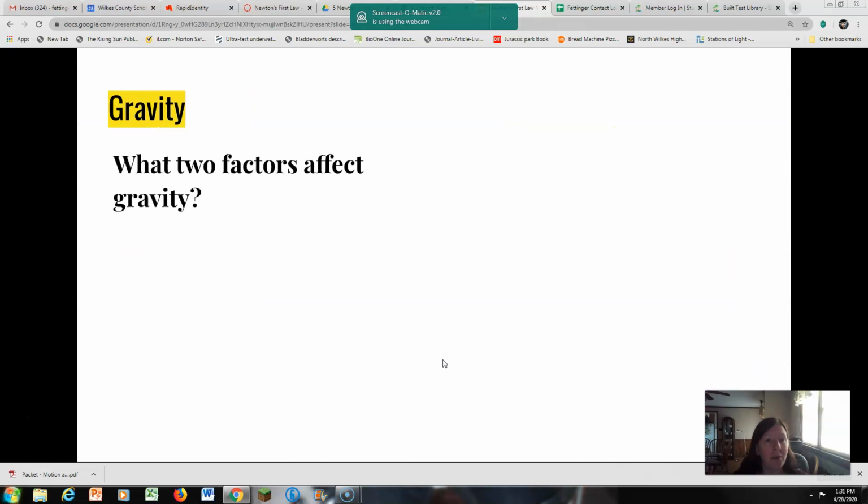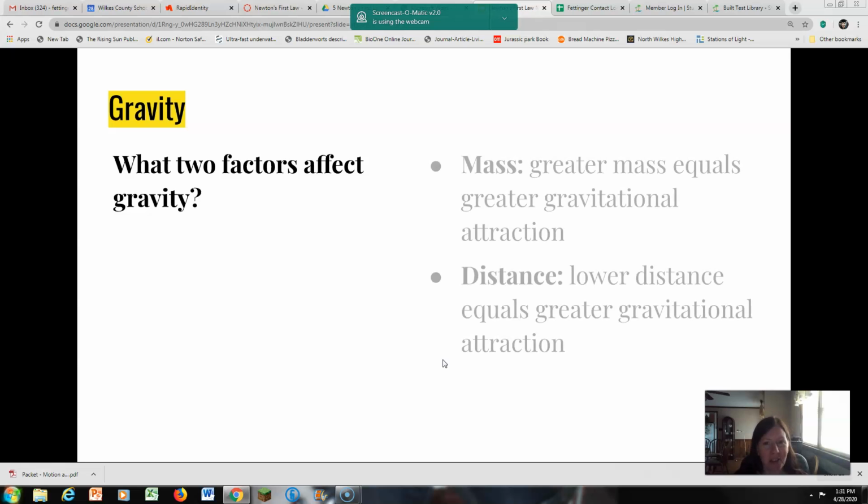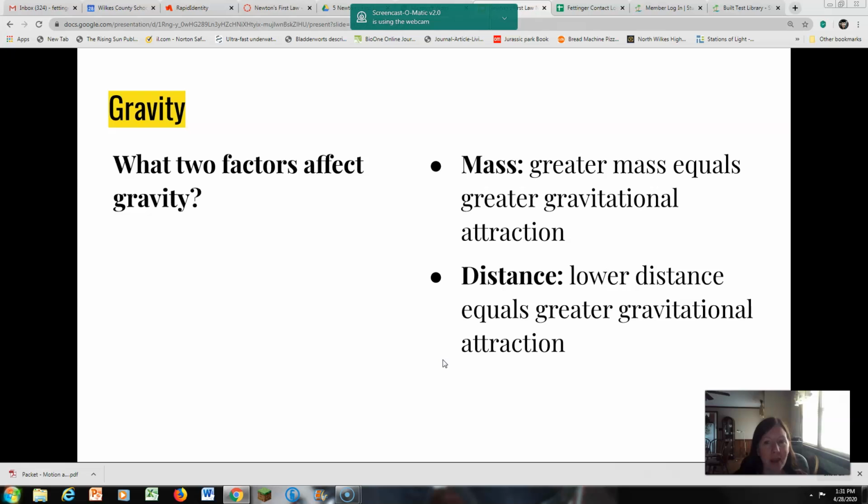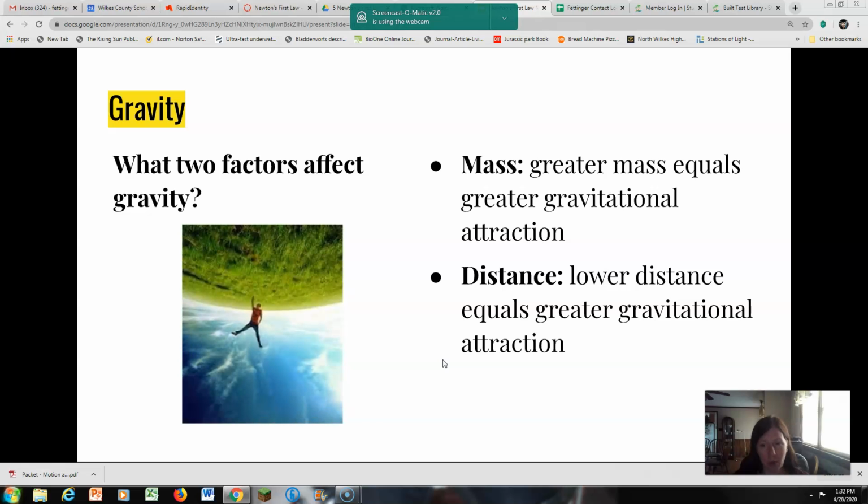Okay, so we've done 3s all day. We've got to have a 2. What 2 factors affect gravity? Mass. Okay, so the bigger you are, the more attraction, and also distance. Much in the same way as if we're playing around with magnets, you know that the closer magnets get together, the easier it is for them to attract. It's the same way with gravity. The closer the 2 objects are, the greater the attraction that's going to occur.